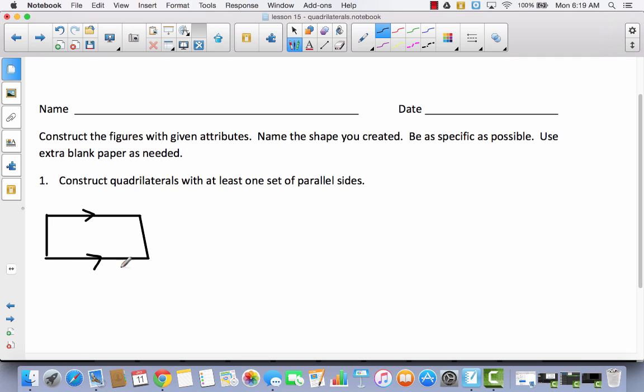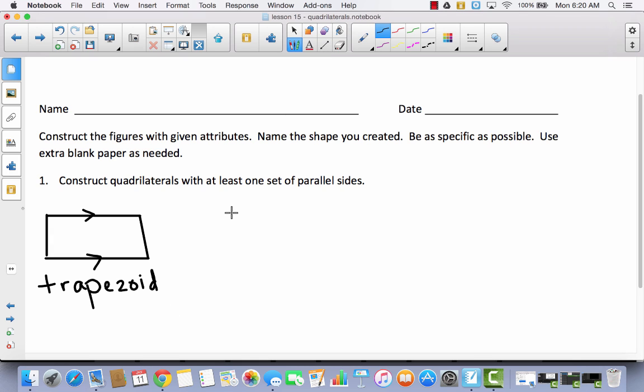I don't know what your quadrilateral looks like, but if you have one pair of parallel sides and this side is not parallel, what I have drawn here is called a trapezoid. So if you did not draw a figure like mine, I want you to draw one like mine right now, and I want you to write the word trapezoid underneath of it, because a quadrilateral that has one set of parallel sides is called a trapezoid. Okay, so think to yourself, are there any other quadrilaterals that have parallel sides?